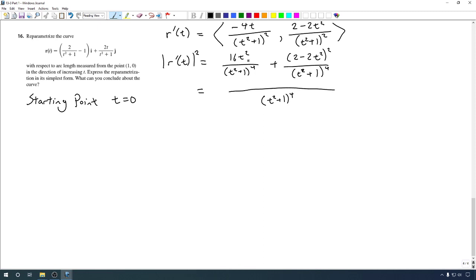We're going to expand out what we have here. We have a 16t squared. This becomes a 4 minus 8t squared and a plus 4t to the 4th. And that simplifies a little bit. The 16t squared and then minus 8t squared, those combine. And ultimately we get 4 plus 8t squared plus 4t to the 4th over (t squared plus 1) to the 4th.